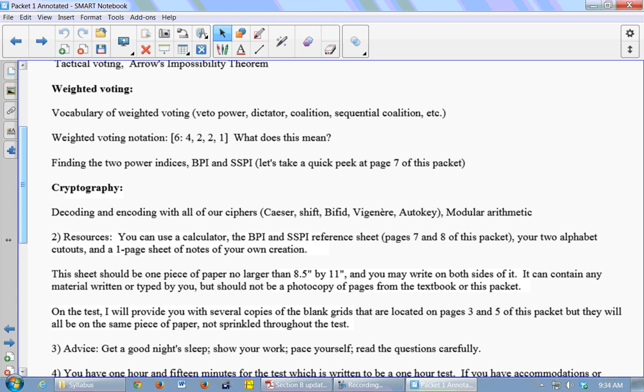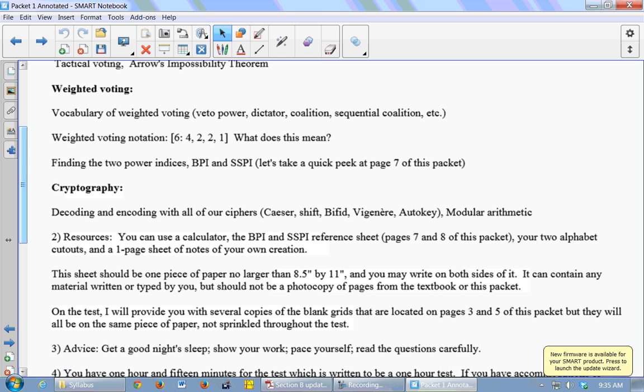What does the 6 represent? The quota, yep. And then what do the 4, 2, 2, and 1 mean? Those are the votes that each player has. Good. So how many total votes are in this system? 9. Add up the votes of each player. 4 plus 2 plus 2 plus 1 is 9. Good. And then you need to be able to find the 2 power indices, BPI and SSPI, Banzhaf and Shapley-Shubik.